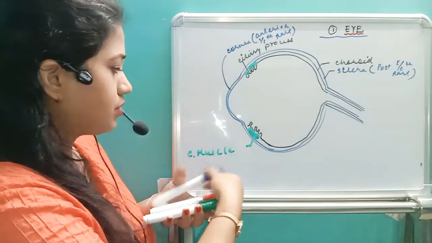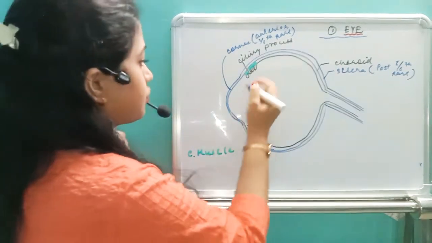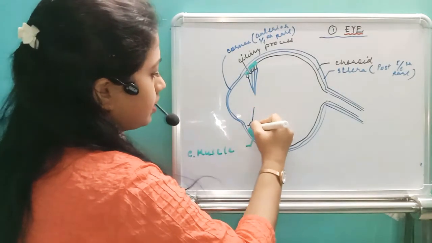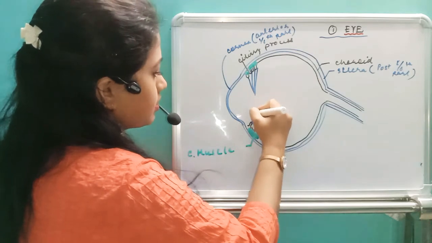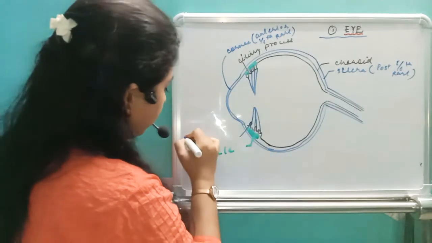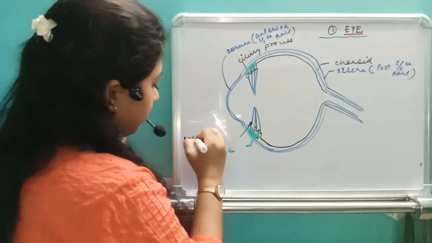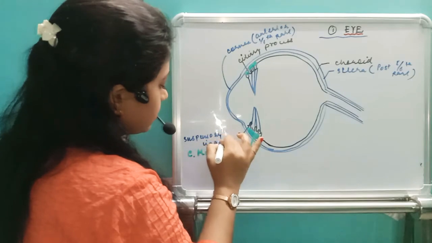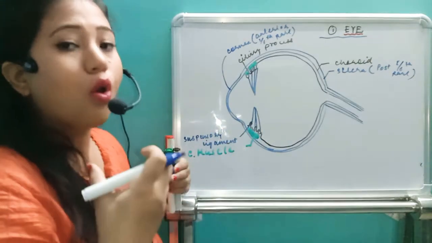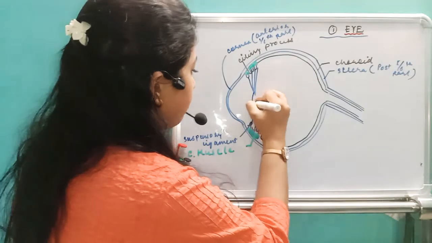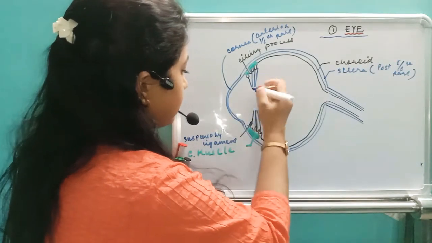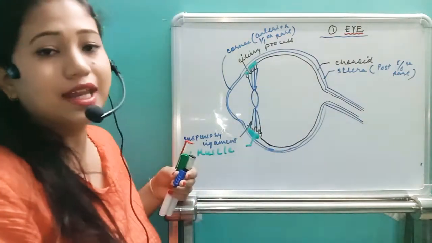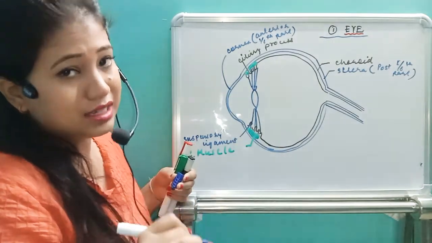Okay, now after that, attaching to the ciliary processes, we have some ligament, and that ligament is called the suspensory ligament. This suspensory ligament is going to hold the lens. So here we are going to have the lens. Okay, so let us see, this is the lens through which the light will enter inside the eyeball.